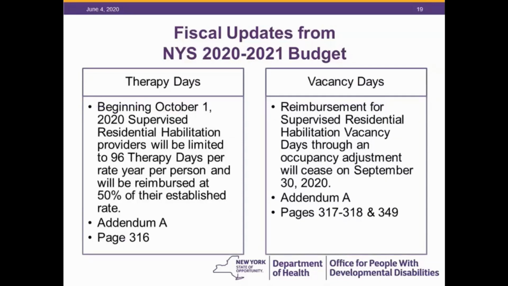The next adjustment is for therapy days. Beginning on October 1st, 2020, for supervised IRA, residential habilitation providers will be limited to 96 therapy days per rate year per person and will be reimbursed at 50% of their established rate. Back in 2014, when we transitioned this methodology from a monthly unit of service to a daily one, 22 days represented 1 month. On average, there are 30 days in a month. So originally we had unlimited therapy days, but since then, in looking at this, we wanted to put it back to what it was, which was 96 therapy days.